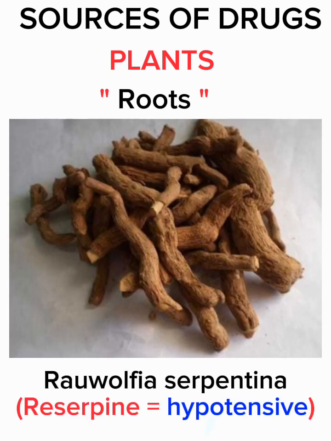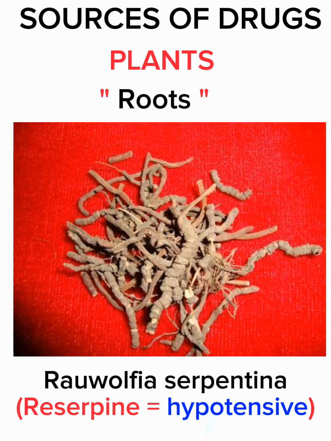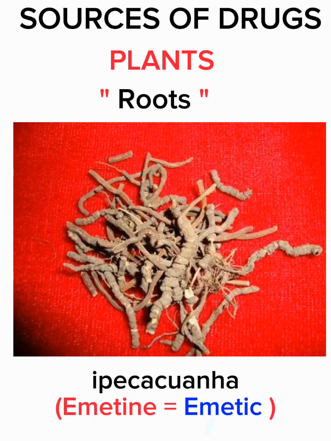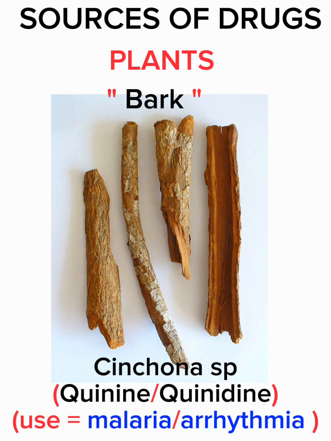From the roots, we can have, for example, Rauwolfia serpentina, from which we can derive reserpine, and reserpine is a catecholamine depleter. So it's used in cases of hypertension. It has hypotensive action. We'll talk about this one in pharmacology also. And then there's Ipecacuanha. What can you get from the roots of Ipecacuanha? You can get emetine. And emetine, just like the name suggests, is used to stimulate emesis, which means vomiting.